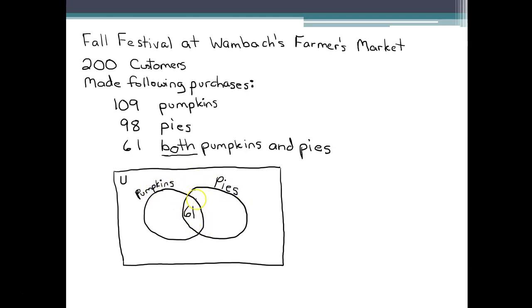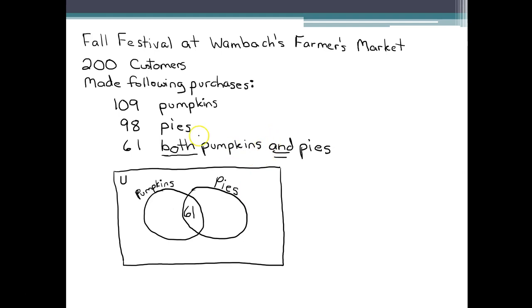Because remember, for the intersection, you can use the word and in there. How many purchased pumpkins and pies? Whereas for union, you use the word or. Like if it was pumpkins or pies, that would be union and be the entire two circles. But it's not. It's pumpkins and pies.